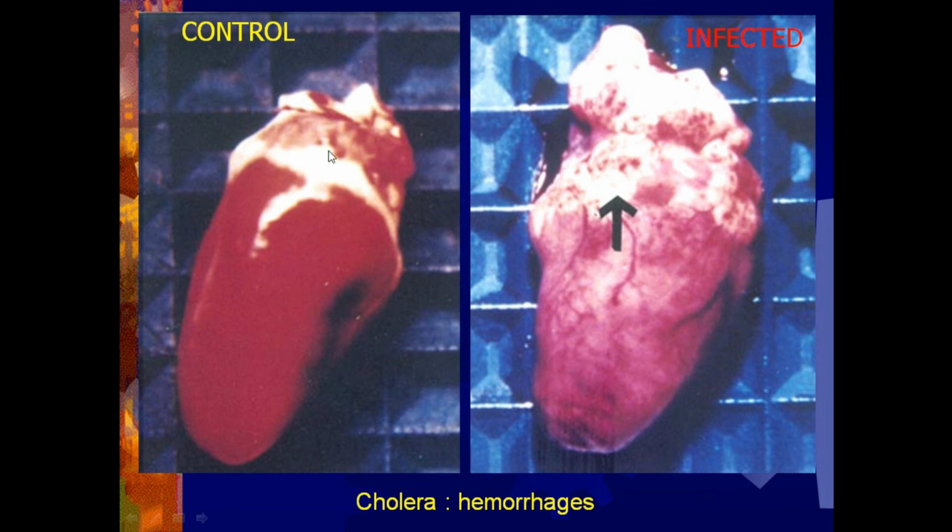This is the normal heart. This is the affected heart due to Pasteurellosis. You can see here the pinpoint hemorrhages in the fatty tissue and also extensive necrotic foci, large necrotic foci in the heart.